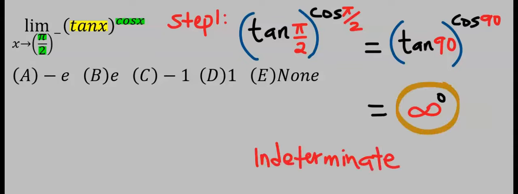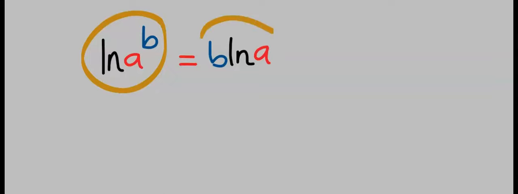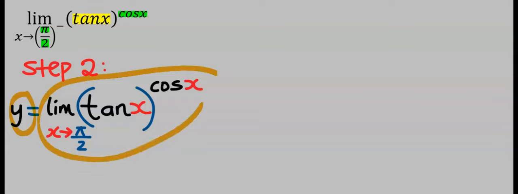To apply step number 2, let's remember that the natural log of a to the power of b is the same thing as b times the natural log of a. You can see that this b came to the front of the natural log. We are going to apply this to the function. In step number 2, we are going to say let y be equal to the given question. Here, I'm just leaving out the superscript because it doesn't change the question or the function.